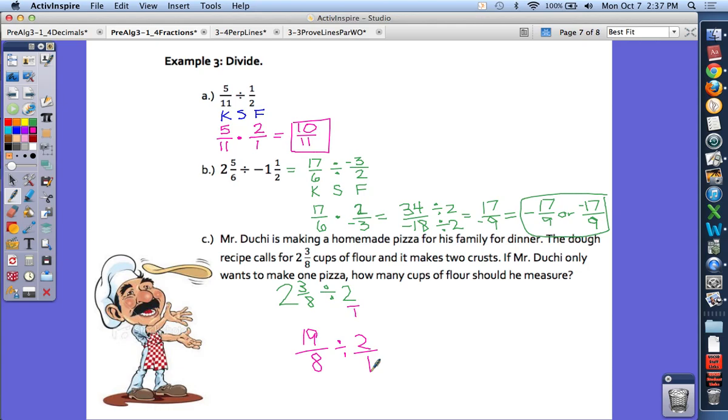Now I can do my same rules, keep, switch, flip. It's going to give me 19/8 times 1/2, multiply straight across. 19/16, which is the same as 1 3/16 of a cup. So he would need to use 1 3/16 cups of flour to make his 1 pizza crust.